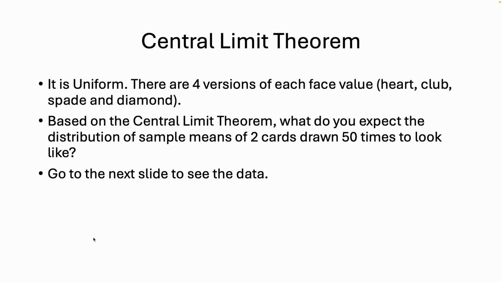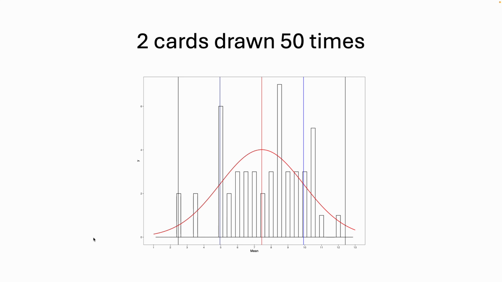So let's see what the data look like. I programmed R to do a simulation where it draws 2 cards 50 times from a deck of cards, 50 times with replacement. And this is what it looks like. It doesn't look particularly normal, and the reason is that it's only based on 2 cards, which is a small sample relative to the size of the population we're estimating, which is 52 cards. And these 2 cards are drawn only 50 times.